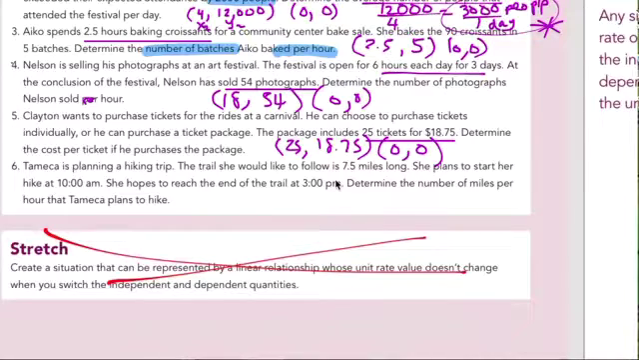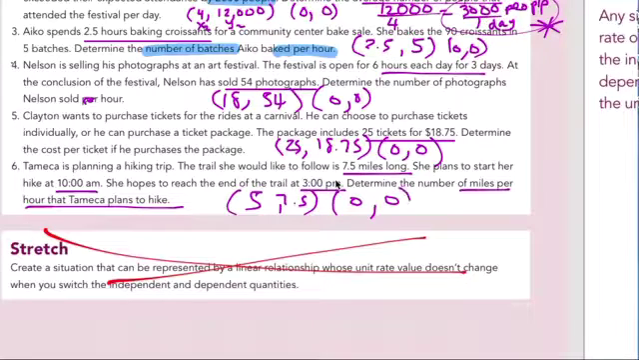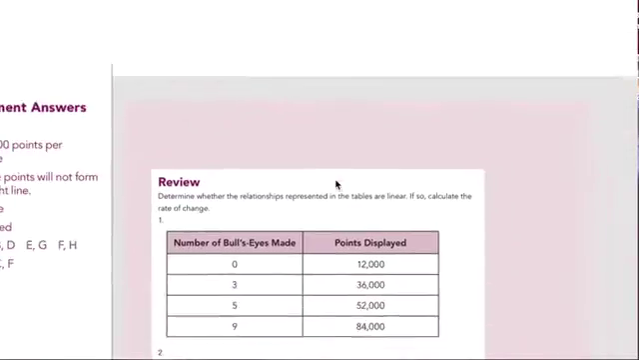Tameka is planning a hiking trip. The trail she would like to follow is this long. She plans to start at 10 a.m. She hopes to reach the end of the trail at 3 p.m. Determine the number of miles per hour she plans to hike. Okay, so basically 7.5 miles in 10 to 3, which is 5 hours. In 5 hours, 7.5 miles. 0 hours, 0 miles. You'll find the rate of change. I don't like these questions.